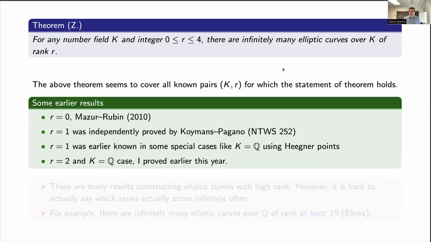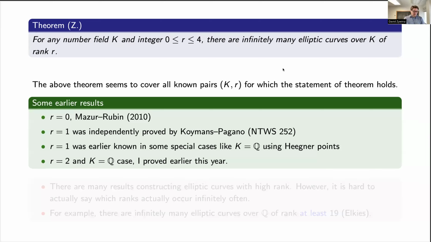So again, that's the theorem restated. And as far as I know, this theorem covers all cases in the literature of a number field K and rank R for which the statement of the theorem holds. So some earlier results. R equals 0 was done in a paper of Mazur-Rubin, 2010.